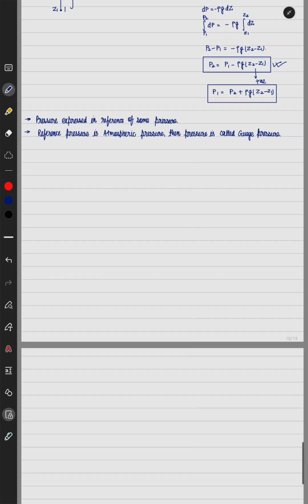Okay. Now we would like to move forward and solve a problem, which is closely linked with what we have discussed till now, how pressure is varying as we are moving up and moving down. So let us try to solve the problem. Okay, it is a variable problem.